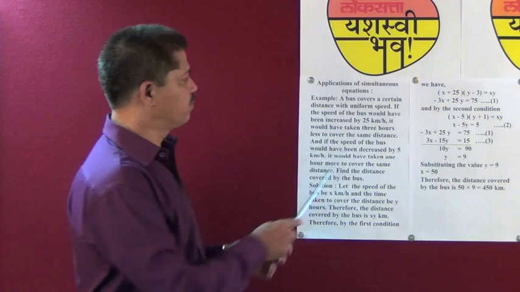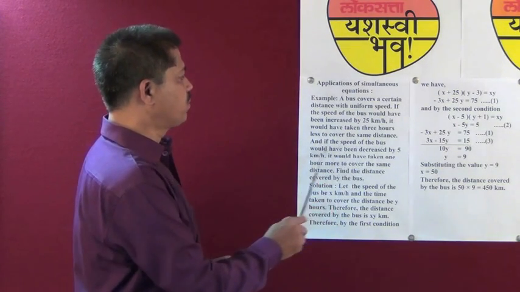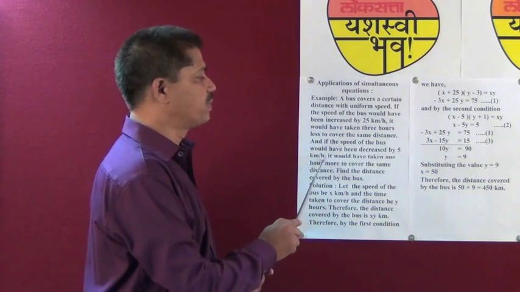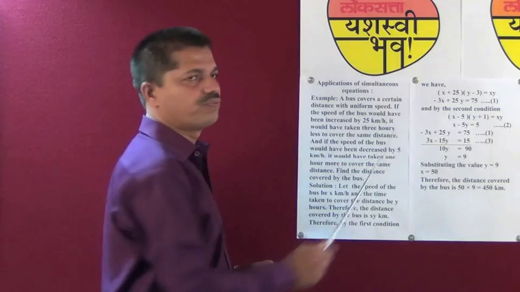And by the second condition, when you read the second part of this word problem, you will find if the speed of the bus is decreased by 5 km per hour, and therefore the new speed will be x minus 5.